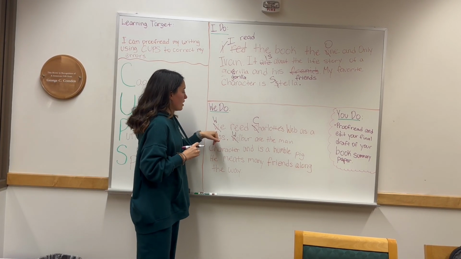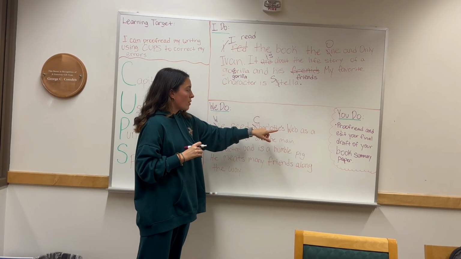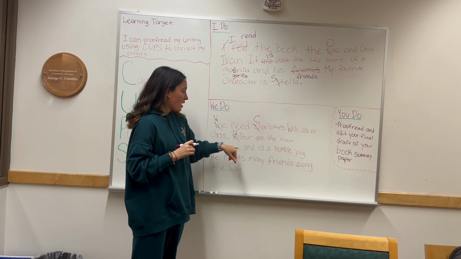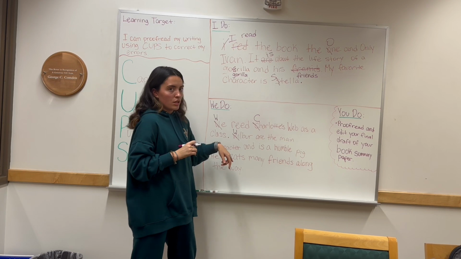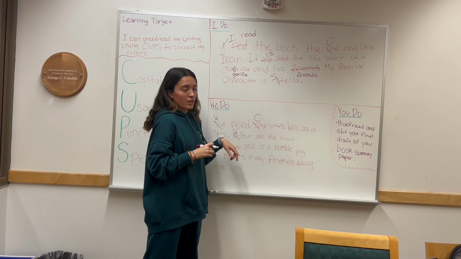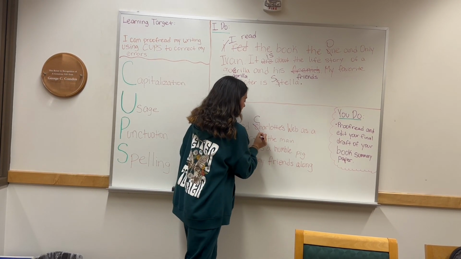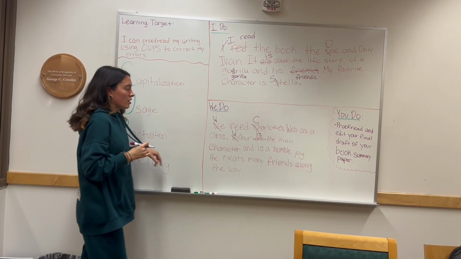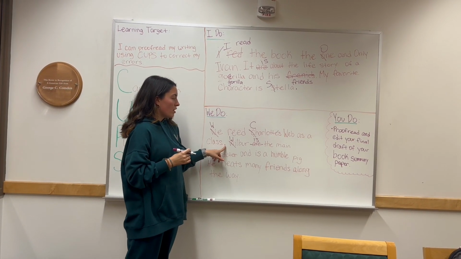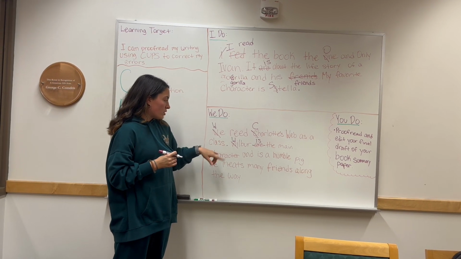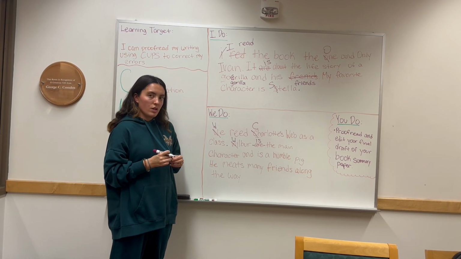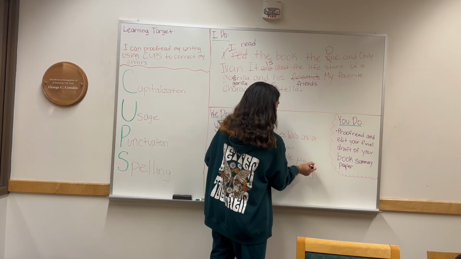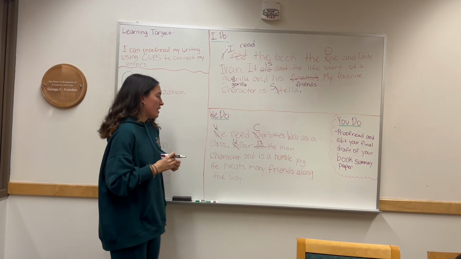So as we read it out loud, we read Charlotte's Web. As a class, Wilbur are the main character and is a humble pig. You hear something? R should be is. Yes. Good job. And then we're going to move on to punctuation. So I see we have a period here. Where is the next period supposed to be? After pig. After pig, yeah, because Wilbur is the main character and is a humble pig.